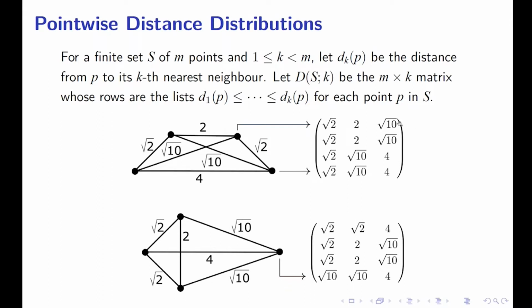I don't know if you can see my cursor, hopefully. And its nearest neighbor is root 2 away. So that's the first. Its next is 2 away, and the next is root 10 away. So we just list those 3 distances in order. And we end up with 4 rows, 1 for each point, 3 columns, because each point has 3 neighbors. And we do that for both. So this is our step 1, quite a simple construction. But the idea is, instead of putting all the interpoint distances into one list, this is going to store some relative information about distances between different points.